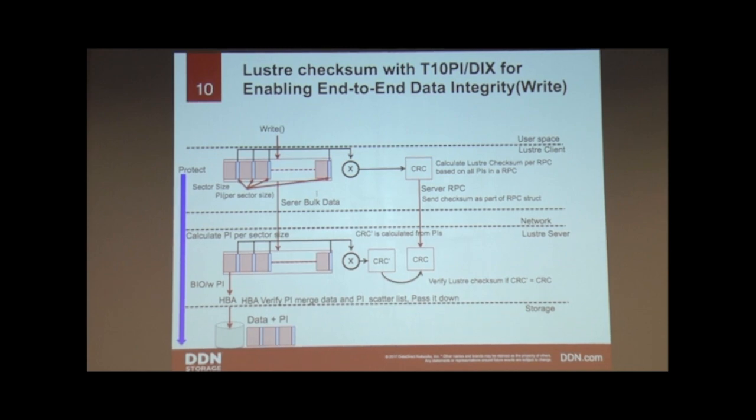Once the HBA receives the request, the HBA also checks the data under T10-PI. The HBA verifies that the data is validated and not corrupted, then sends the data to the disk. We store the data as well as the T10-PI information to the disk.